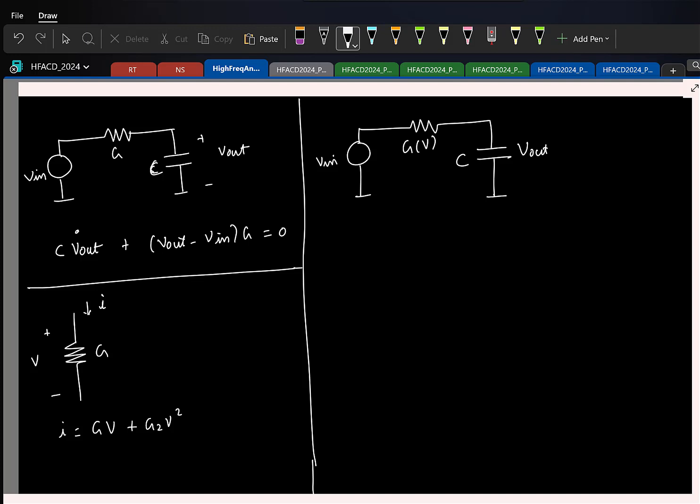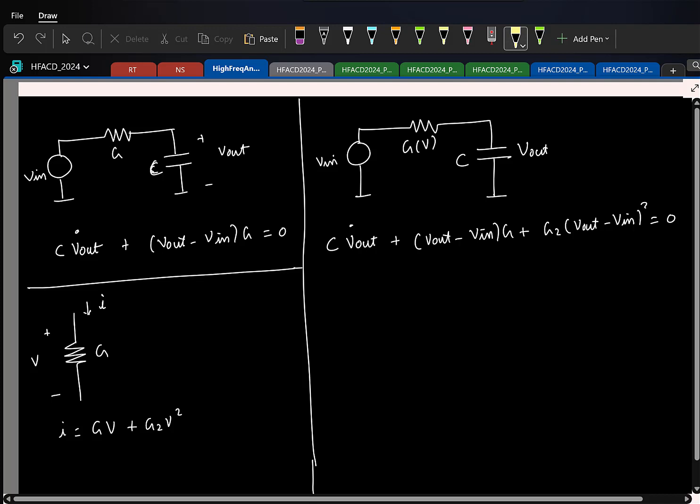How do you solve for this now? Once again, you use KCL. So if you do KCL, the capacitor current doesn't change. The current through the resistor will be the linear portion plus G2 times (V out minus V in) square. Right? That's all.